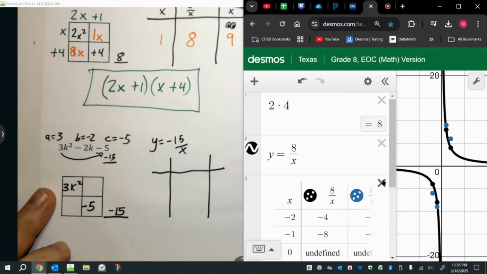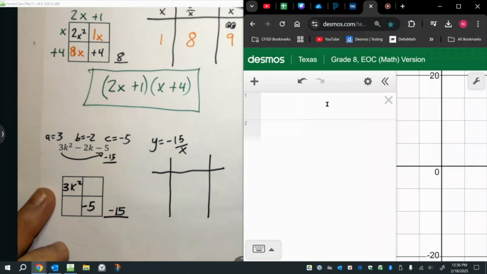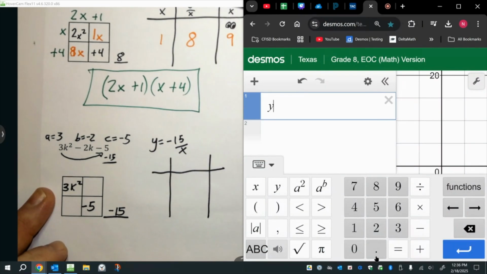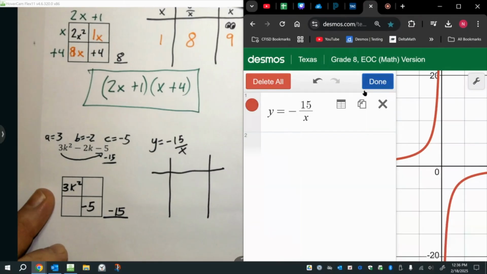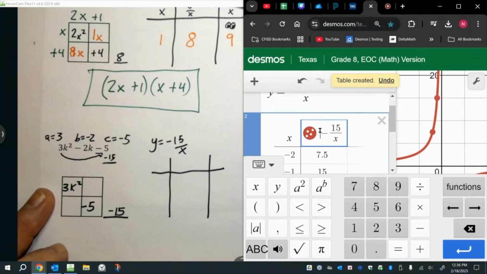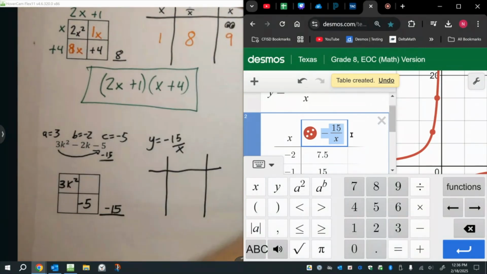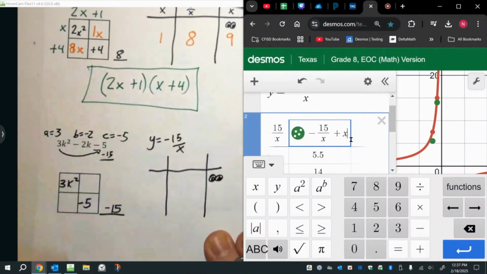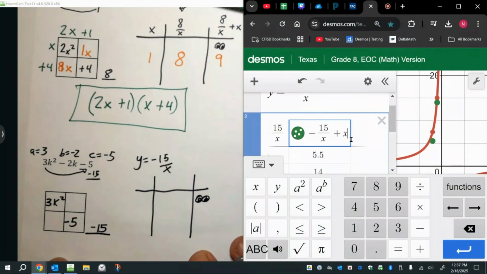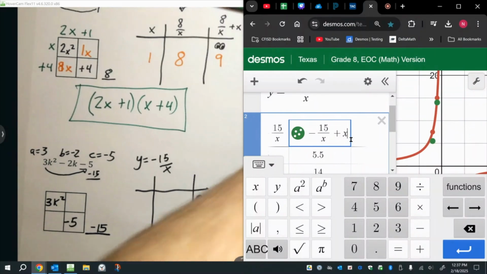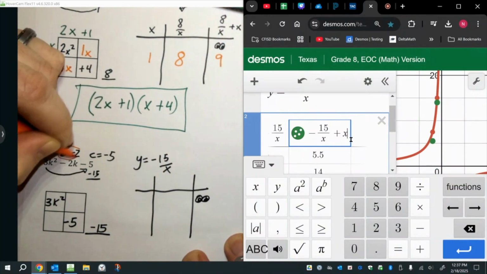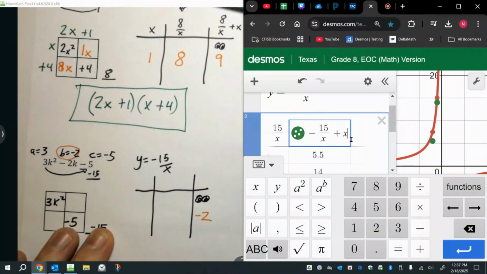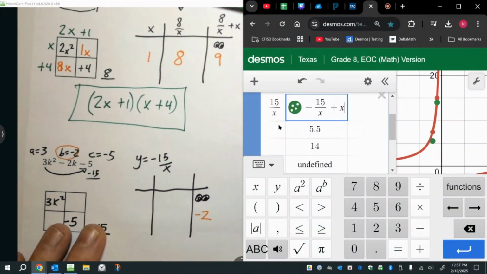So let's do this. Clear this. Start over. Okay. Y equals negative 15 divided by x. Turn that to a table. Then I need this piece. Control C, Control V, and then add an x to this. And I'm looking for, in this box here, my middle term, which is what, negative 2? I'm looking for my negative 2. So where is negative 2 in this list? I don't see it.